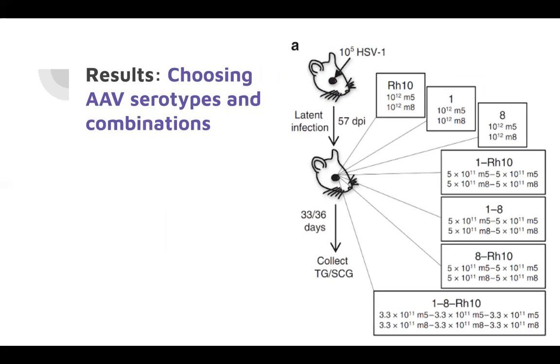This diagram provides a short summary of the different serotypes used in this experiment. Mice were injected with either 1 serotype, dual serotypes, or triple serotypes. The superior cervical ganglia and trigeminal ganglia were analyzed for HSV load with droplet digital PCR.